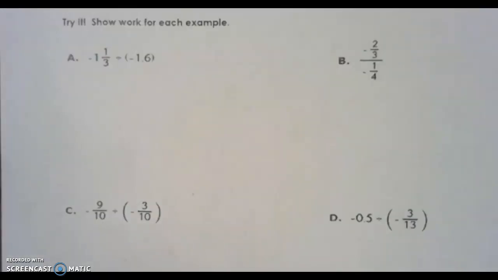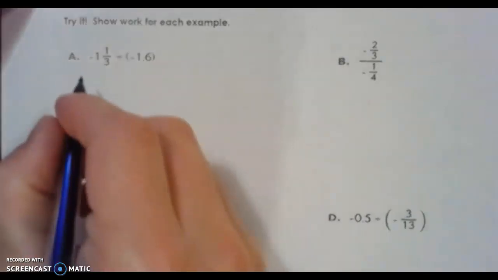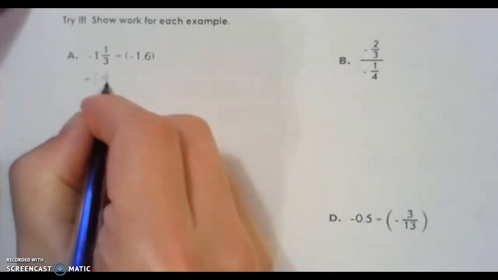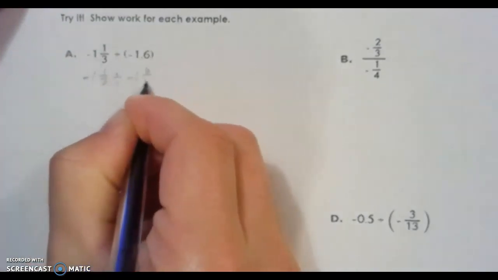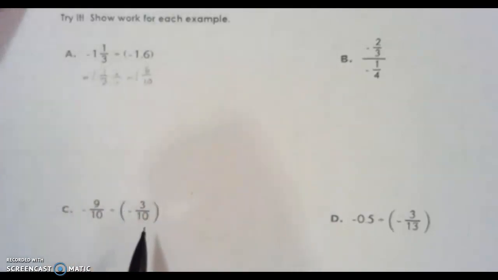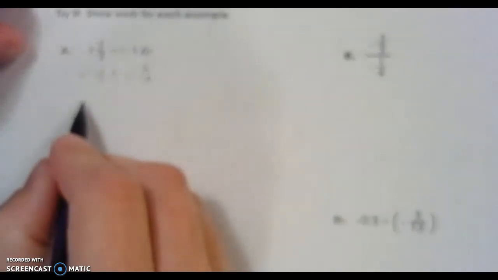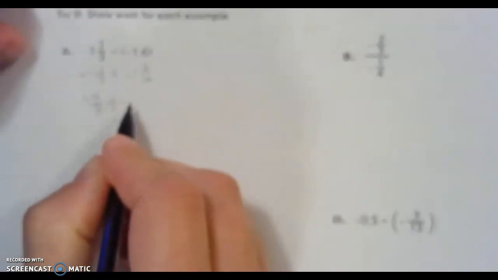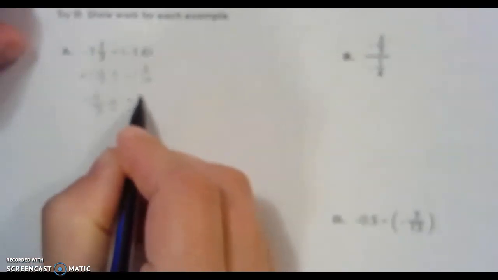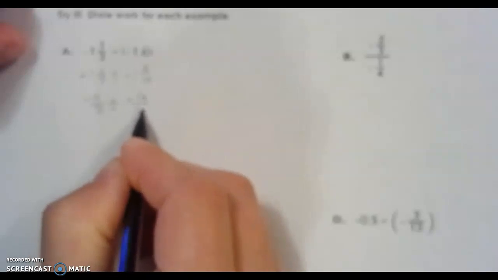We have 4 practice problems to work on. In letter A, we've got -1 1/3 divided by -1 6/10. Write the decimal as a fraction first. Now we're ready to turn these into single fractions. -1 1/3 is -4/3, divided by -1 6/10, which is going to be -16/10. 10 times 1 is 10, plus 6 is 16.